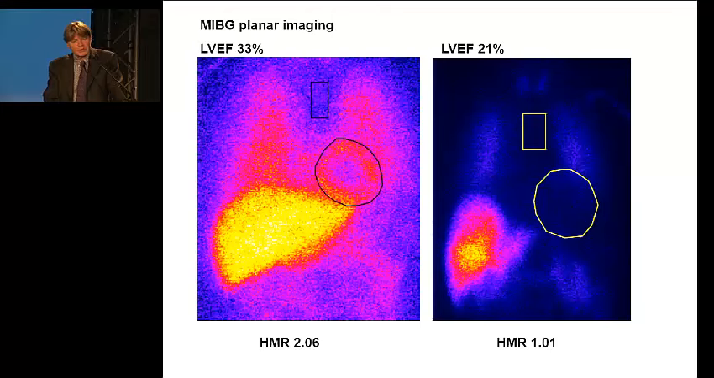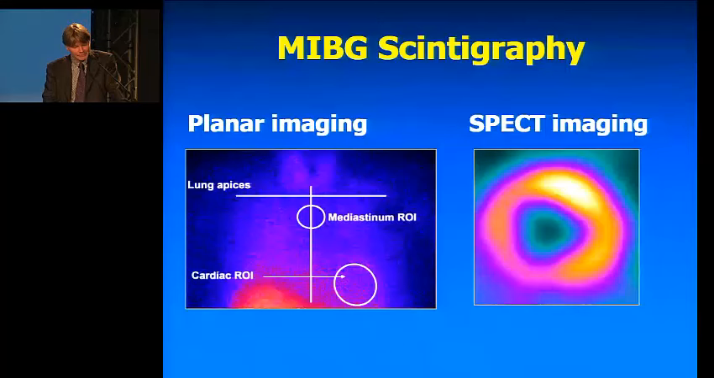We see a patient with an ejection fraction of 33%, and we see the ratio between the square box, the mediastinum, where we should not see anything, and the circle, which is the heart. This gives us the heart to mediastinum ratio. If that is relatively high, there is a lot of innervation in this heart, as you see on the panel of the patients with an EF of 33%. If that is very low, as you see on the other panel with the patients with an ejection fraction of 21%, there is not much innervation left.